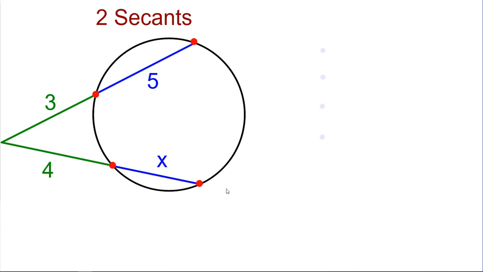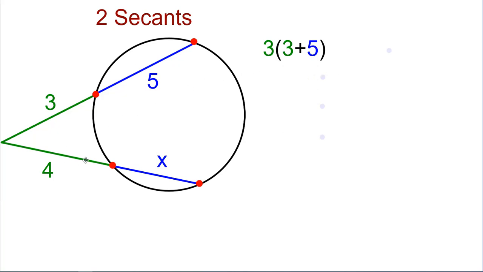All right, now what happens when we have two secants? These are both secants because they intersect the circle twice. They go into the circle, then they exit. It's not a tangent. So the formula for this one is we multiply the outside times the length of the whole thing, so we have to add those together. We'll start out with the outside, which is 3, times the whole thing. So what's 3 plus 5? It's going to be 8, right? So 3 times 3 plus 5.